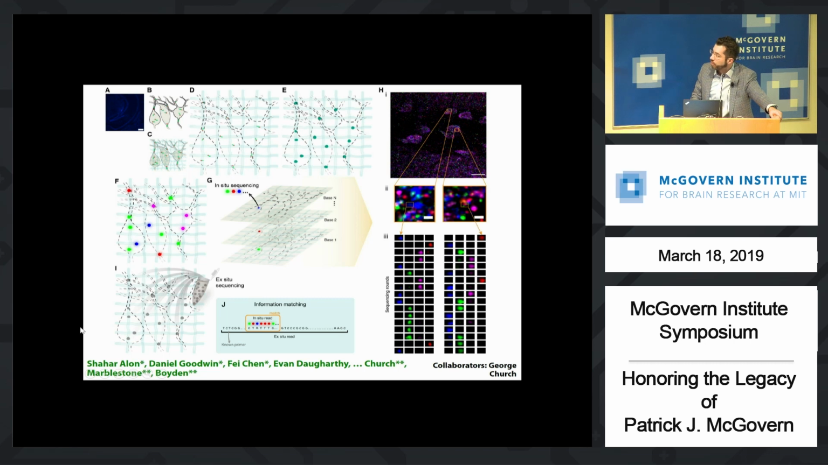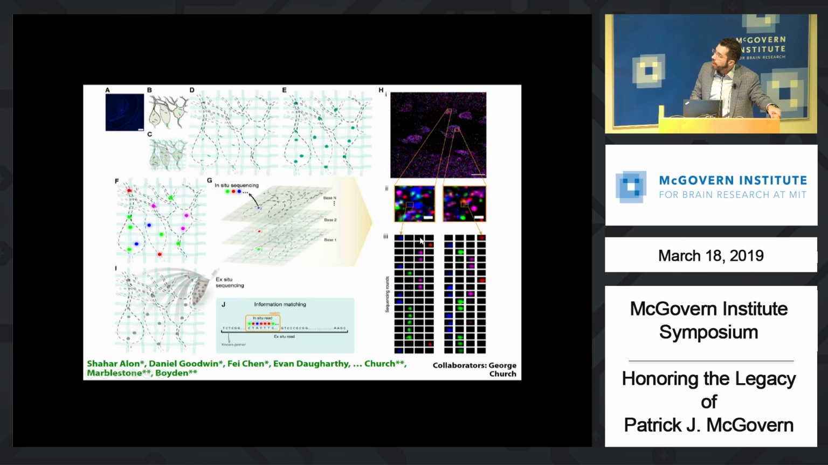So what we decided, this is work triply spearheaded by Shahar Ulon, Dan Goodwin, and Fei Chen, along with great contributions from Evan Doherty and George's group. If we anchored the RNAs and then expanded them away from each other, we could then amplify the resulting cDNAs after reverse transcription and then run sequencing. So when you run sequencing, you're basically copying the nucleic acid, and as you copy it, you add fluorescent nucleotides. And so what happens is, over many rounds of sequencing, you will get these individual gene expression products located at different points in the cell to blink out their identity. And that's exactly what we got.